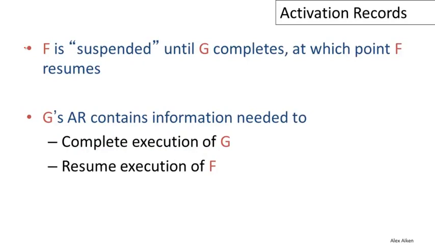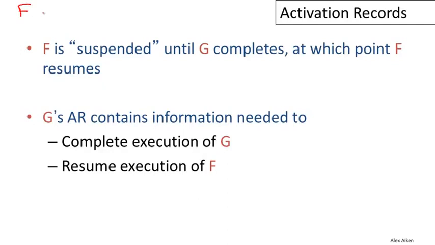Now, up to this point, we haven't said why we need to keep information about activations at all. The reason is that there is some state associated with each procedure activation that is needed in order to properly execute the procedure, and we have to track that somewhere. That's what the activation record is for: to hold the information needed to properly execute the procedure. So let's look at that in a little bit more detail.